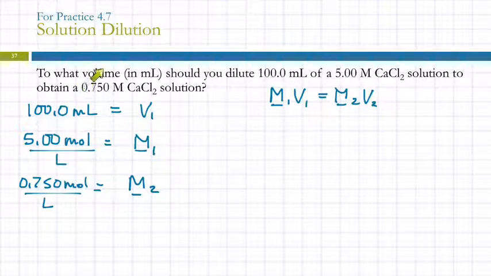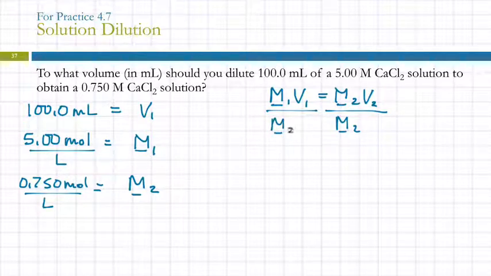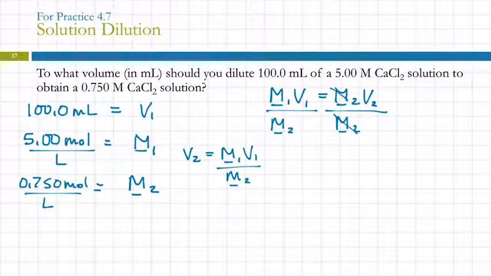We are trying to calculate the volume of the dilute solution. So we're trying to calculate V2. So we're going to take this equation, rearrange it and solve for V2. So I'm going to divide both sides by molarity 2. So molarity 2 cancels out. Okay? So volume 2 that I'm looking for is molarity 1 times volume 1 divided by molarity 2. Then we'll plug the numbers in.